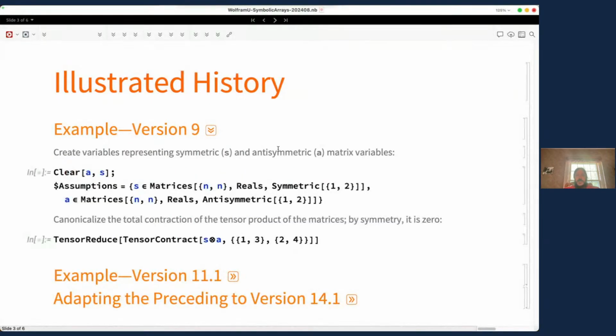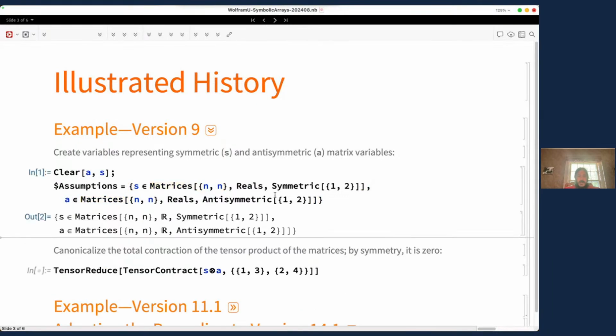So let's do a version 9 example. In version 9, we could declare variables to be arrays. In this case, I'm going to declare A and S to be two matrices. S is an element of the space of n by n matrices with real components, and it's symmetric in its two levels. Whereas A is also an n by n matrix, but it's antisymmetric. I'll evaluate that, and that just creates some assumptions that I can later use.